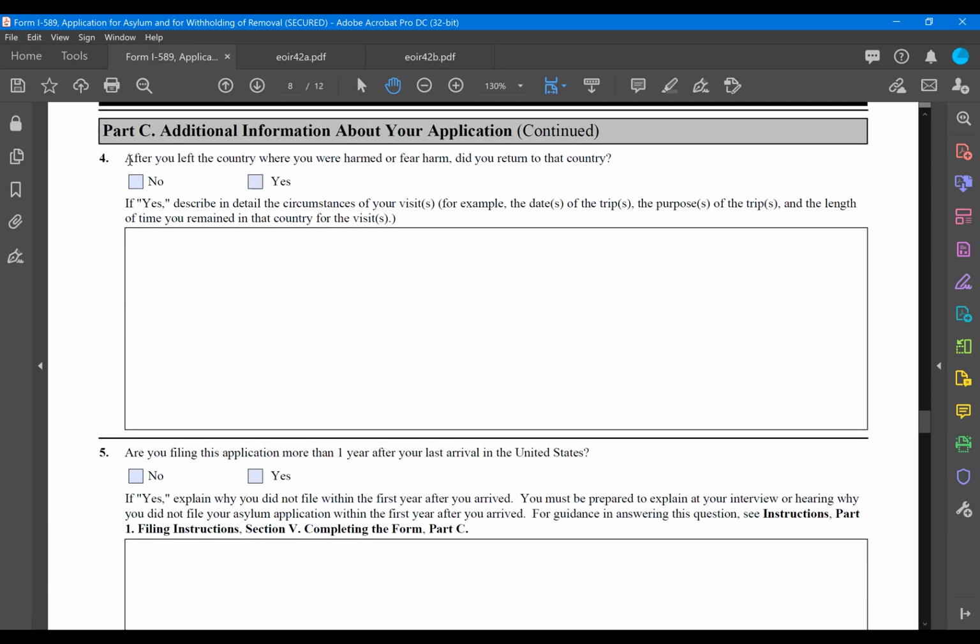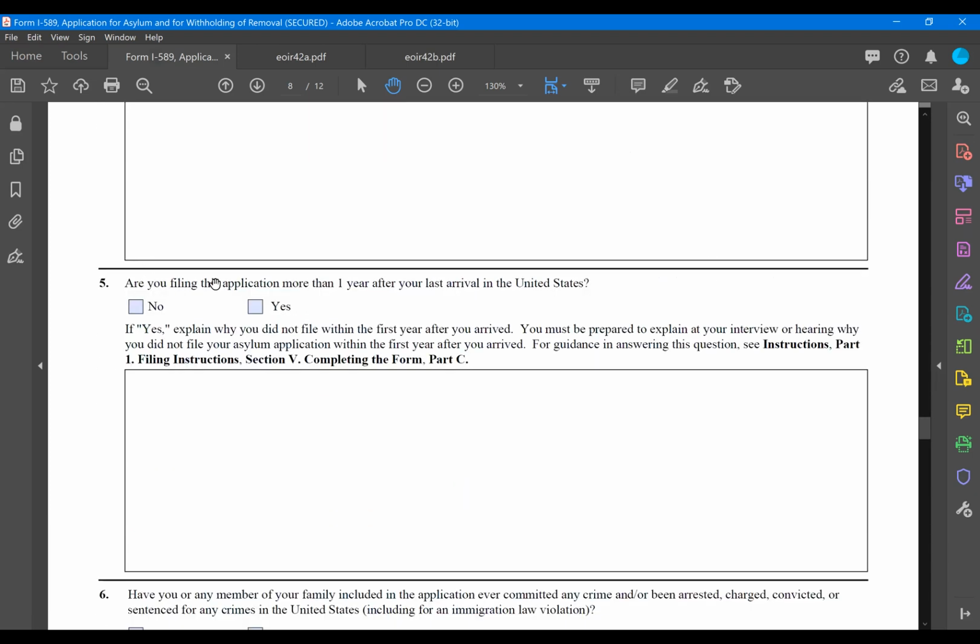This is an interesting question. After you left the country where you were harmed or you fear harm, did you return? Some people will say yes. They may have tried to leave before and they had to go back for some reason, and this time they've escaped for good. And if that's the case, then you write it out. Or things changed. Maybe they left before and they came back, and then things changed and got really dangerous, and now they have to get out because they cannot live there.